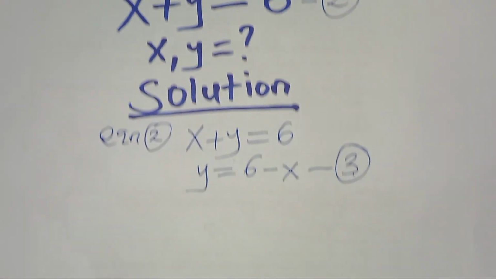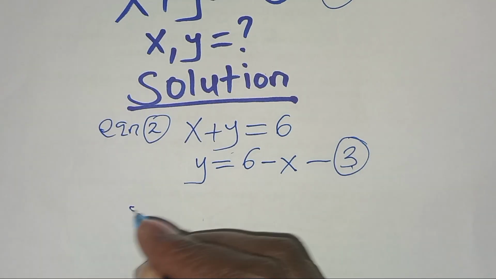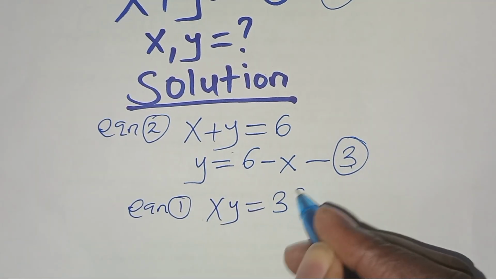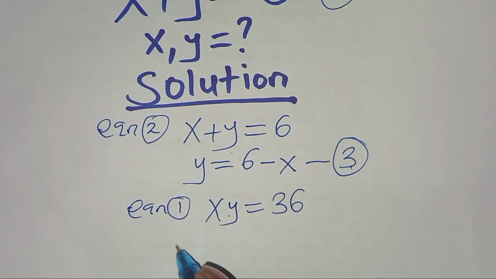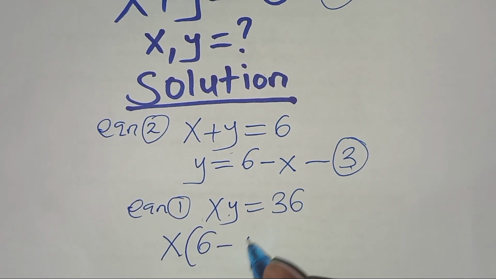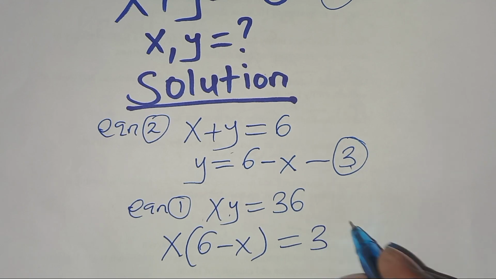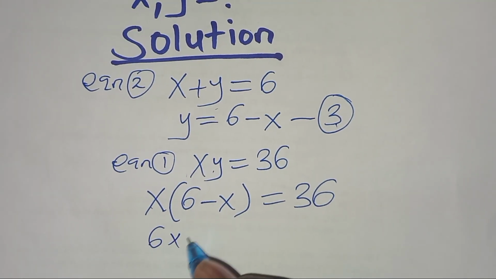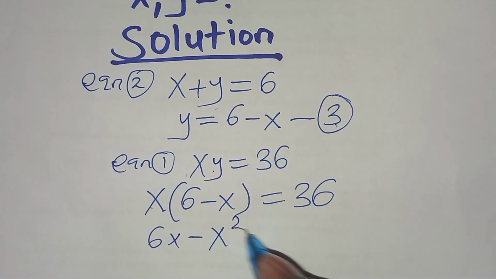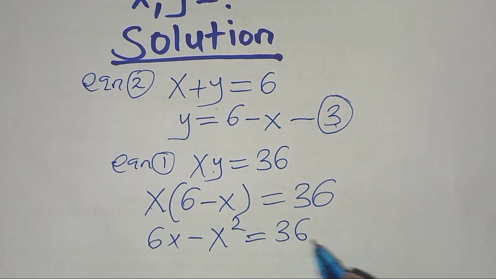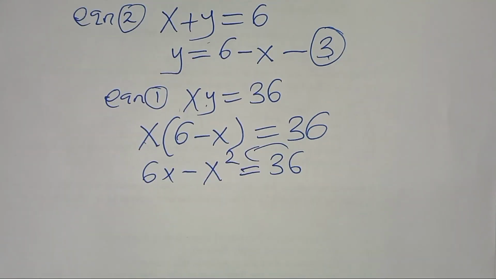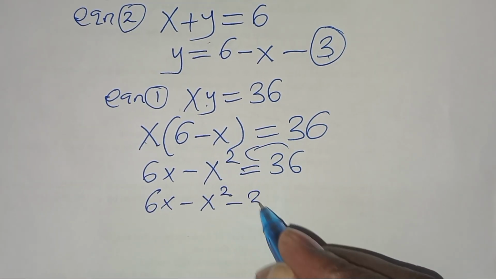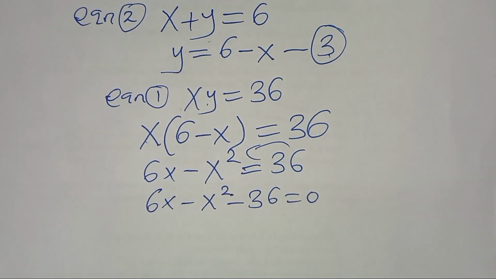So we'll have equation 1, which is x multiplied by y equal to 36. Substituting y, we'll have x multiplied by 6 subtract x equal to 36. So we'll have 6 times x, which is 6x, subtract x times x, which is x squared, equal to 36. Let's take 36 to the left-hand side. We'll have 6x subtract x to power 2 subtract 36, equal to 0.